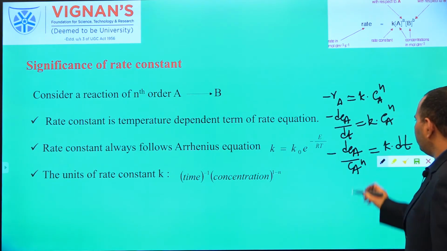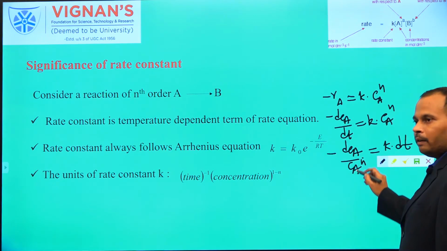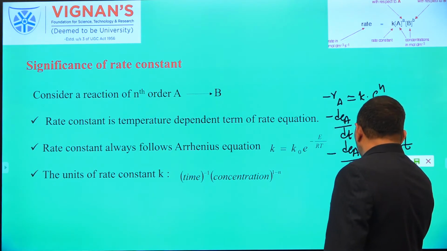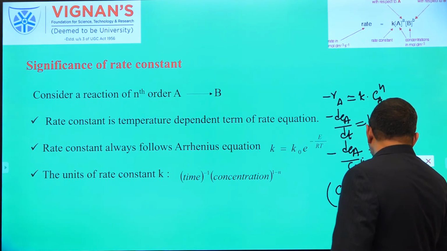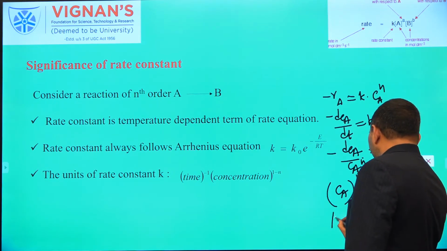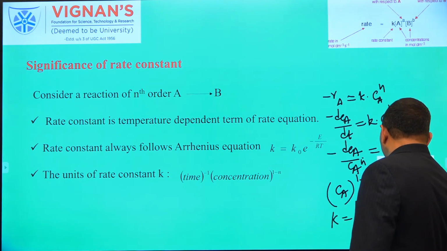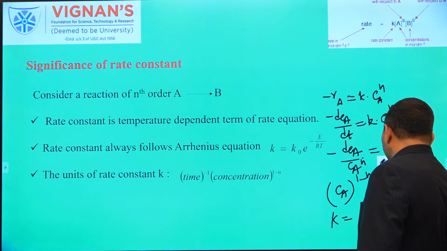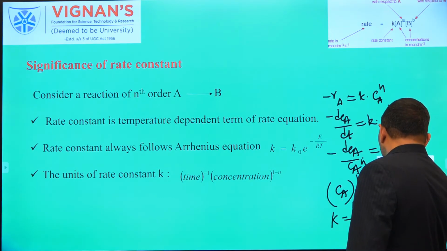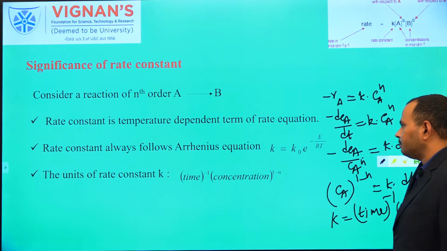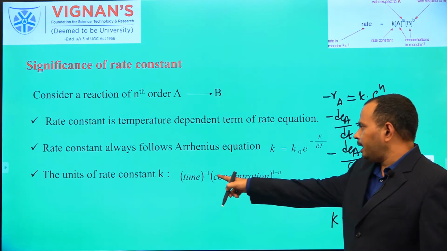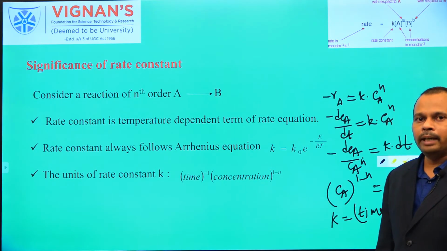So, here we have Ca and we have Ca to the power of n, which can be written as Ca to the power of 1 minus n, that is concentration to the power of 1 minus n, is equal to K into dt time. So, based on this you can write K is equal to, bring the time to the left hand side, that becomes time inverse, into Ca to the power of 1 minus n. So, the units of the rate constant are time inverse concentration to the power of 1 minus n.